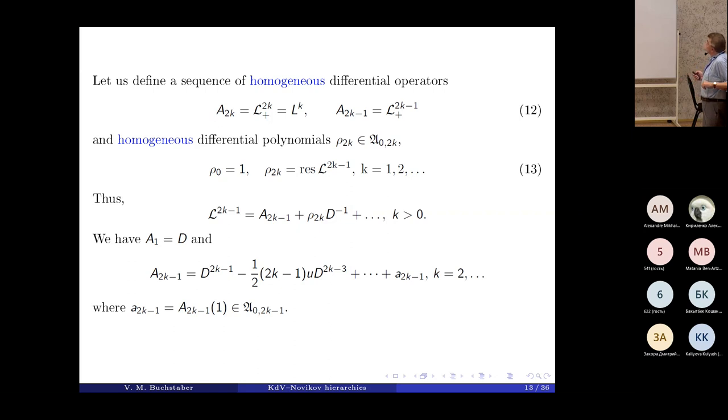We introduce the square root of L, and we can construct the differential operator A_k. It is nothing else than L to the degree k, but what is new? It is well known, but in this construction very important. We introduce differential operators which are the positive part of odd degree. You can check the Lax operator is nothing else than A3. But now we have an infinite family of differential operators, and we can obtain a homogeneous differential polynomial as the residue of this operator. So this operator is a differential operator, and its residue.